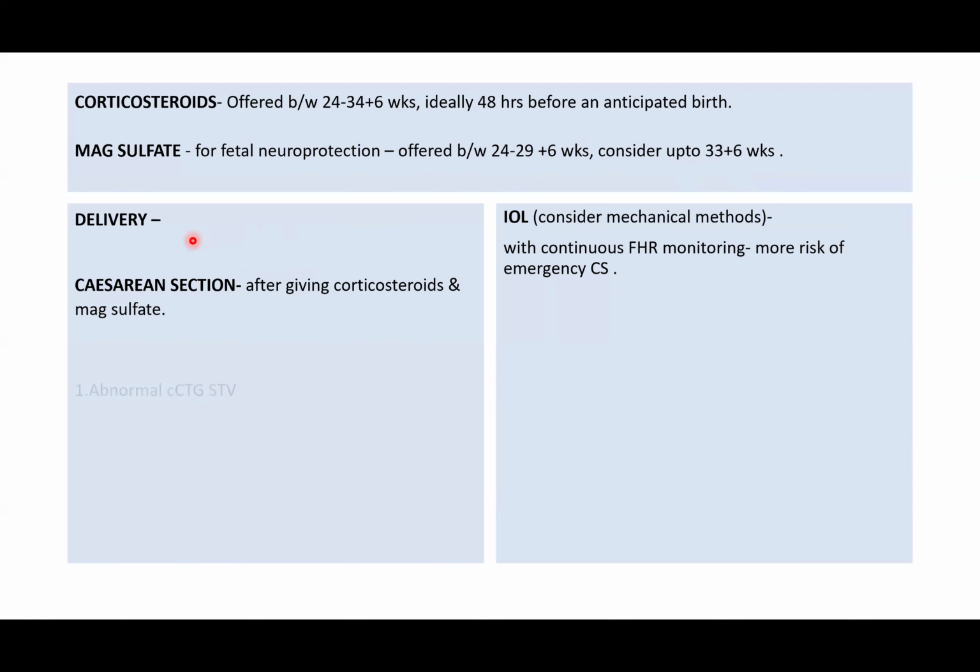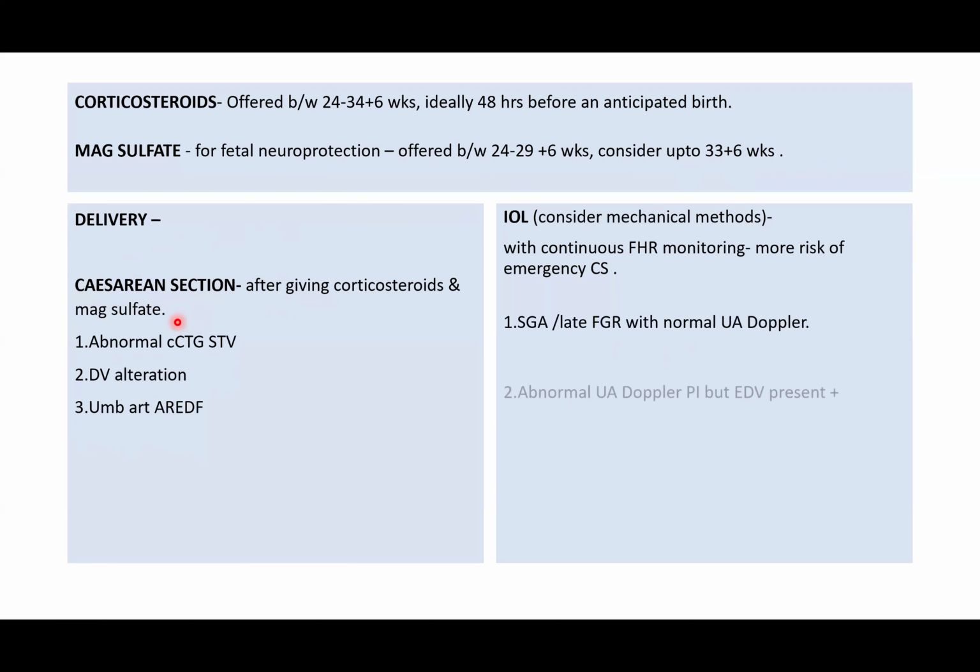Now, what about the delivery? So, delivery by cesarean section, there are some indications, and since babies are delivered preterm, we will be offering corticosteroids and magnesium sulfate. For cesarean section, there are some indications like if there is abnormal CTG, STV, or there is ductus venosus alteration. If the umbilical artery is showing absent or reversed end-diastolic flow, then the baby has to be delivered by cesarean section.